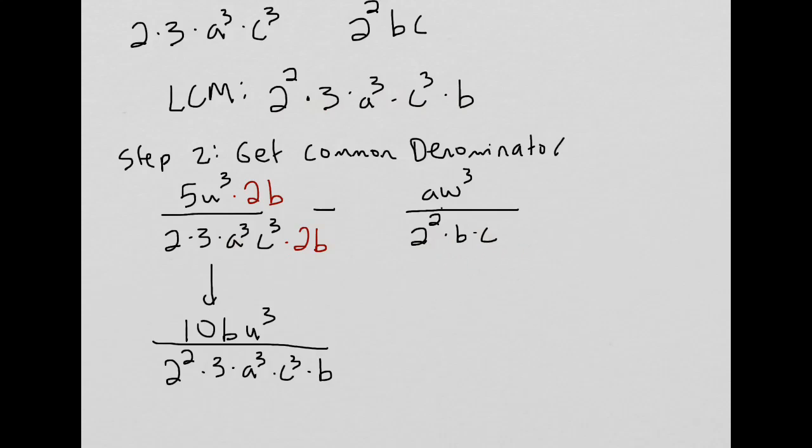So I'm going to multiply top and bottom of this fraction by 3, and then one of the other factors that I see is this guy has an a to the third. My guy doesn't have any a's. So that means I'm going to multiply top and bottom by a to the third.